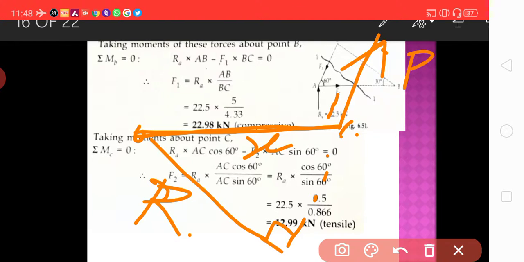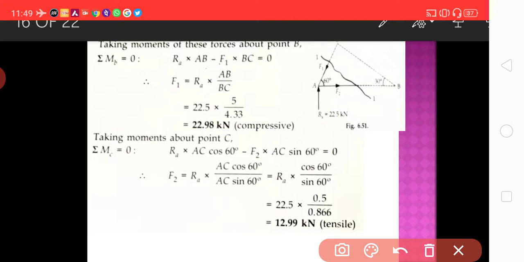Not this one, because the arm will always be the shortest distance on the line of action of the applied force. And the vertical from a point on the line of action will always be the shortest distance. This you must remember. Again and again I am repeating, the shortest distance on the line of action of the force will be a vertical from the point of reference, that is moment center in this case. Okay. Now I think this problem is clear. Now let us proceed on to the next problem.